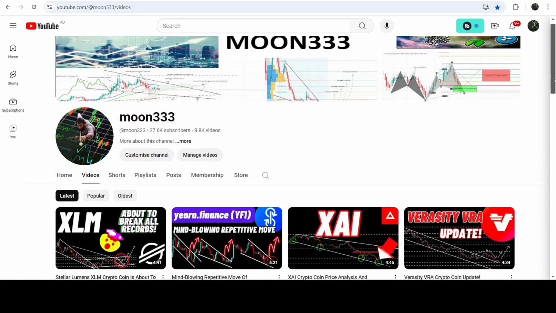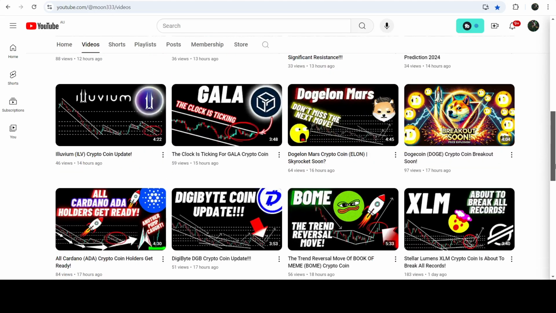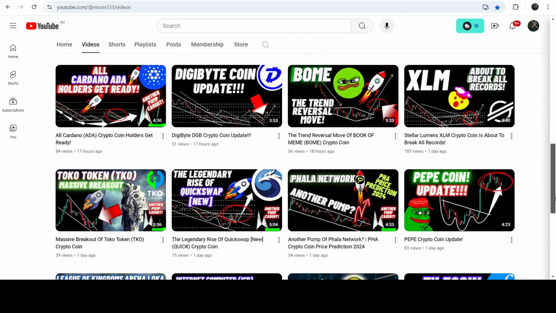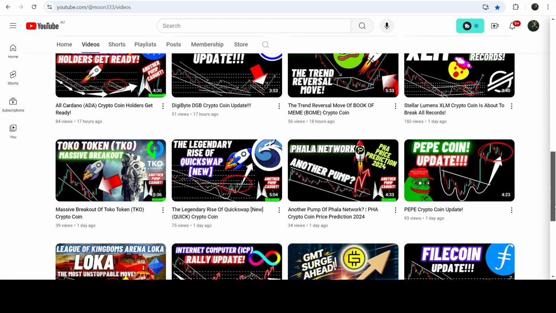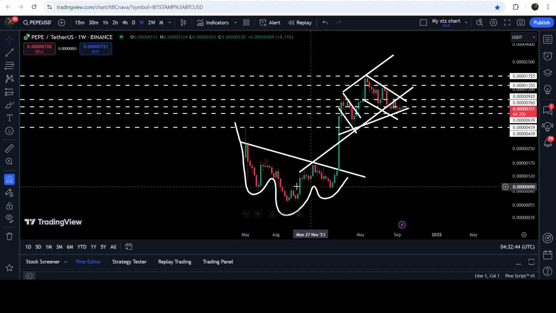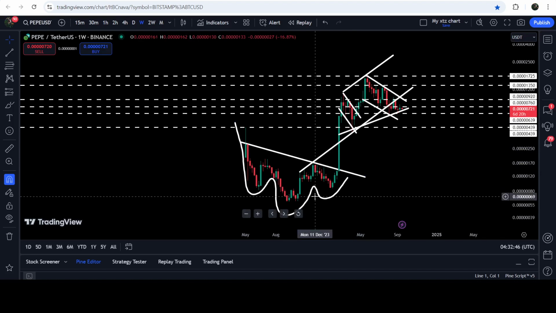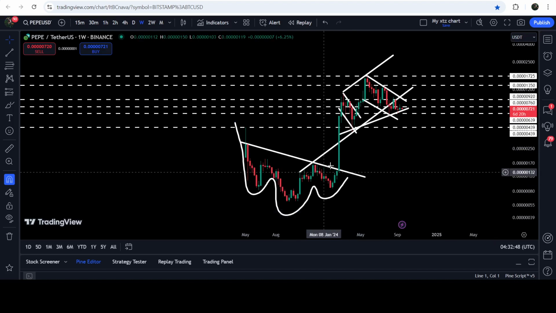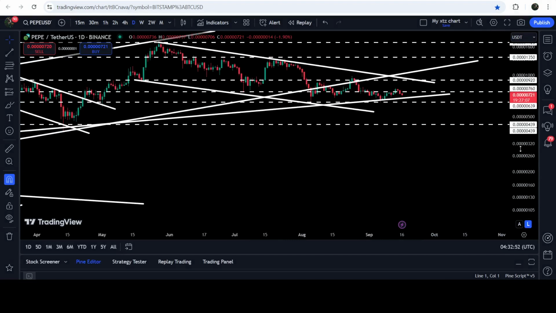As in my earlier video, after breaking out a very huge inverse head and shoulder pattern, PEPE has recently formed another bullish bias pattern, and that is a down channel. This was my last video that I shared almost 24 hours ago. Now if we take a look at the live chart, this is a weekly time frame chart, and this was a big inverse head and shoulder pattern that PEPE broke out on the 7 days time frame chart.